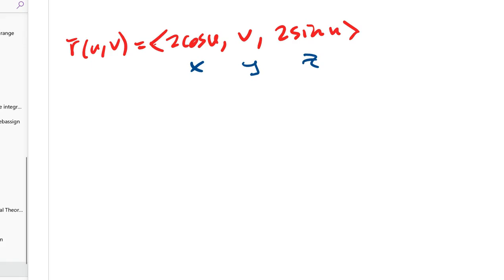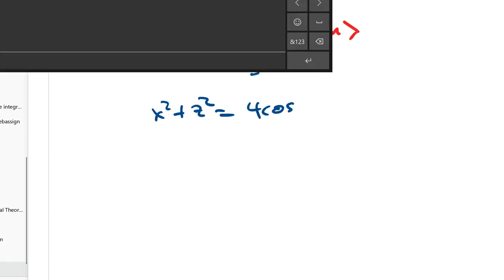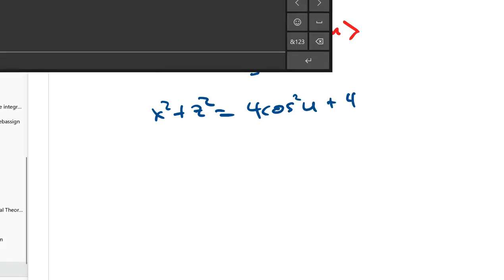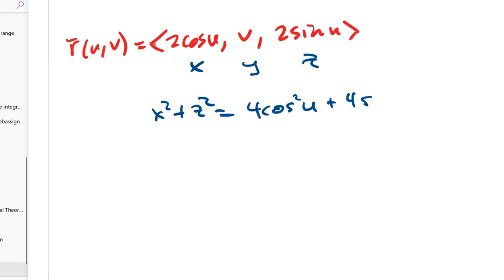All right. So it looks like x squared plus z squared is 4 cosine squared u plus 4 sine squared u here. And so this is just x squared plus z squared is 4. All right, so that's the case. Now, there's a bunch of v's going on here too. So for every v value, we have a new circle.